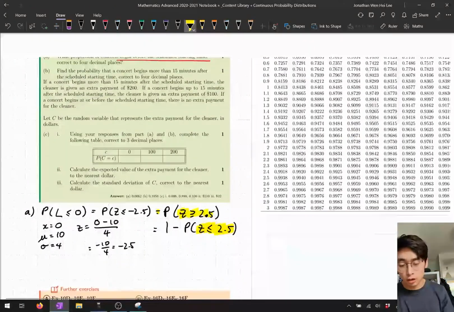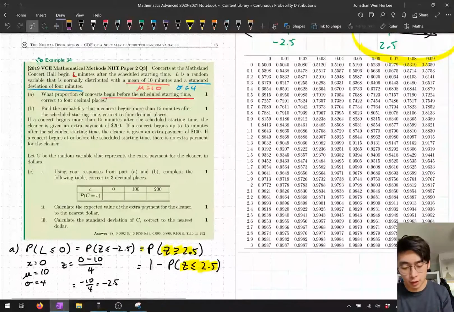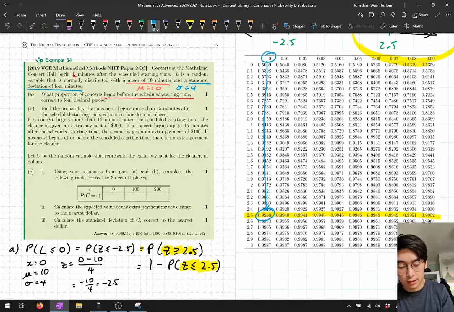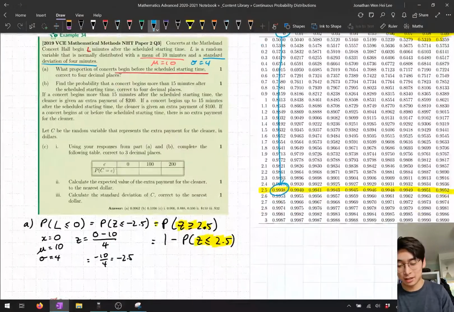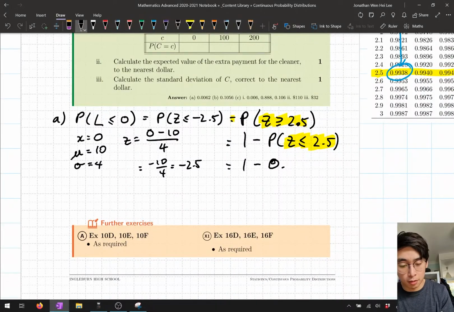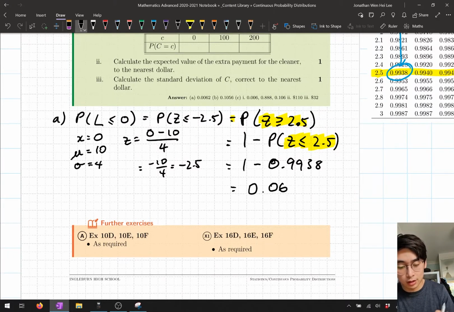Okay, let's go and find out what this value is. So 2.5, I'm going to go to my table. The first couple of digits is 2.5, so it's over here. I'm looking at this row, and the second digit is 0. So I'm just going to go down here, and that tells me that's 99.38. So here, that's going to be 1 minus 0.9938. I can put that in my calculator: 1 minus 0.9938, which gives me 0.0062.